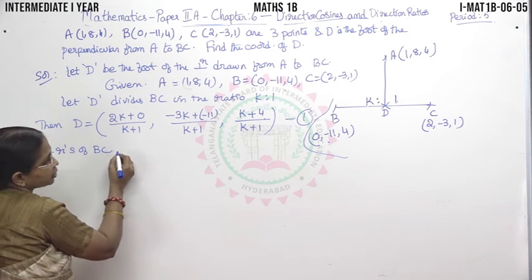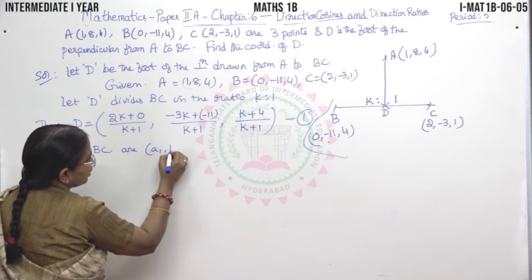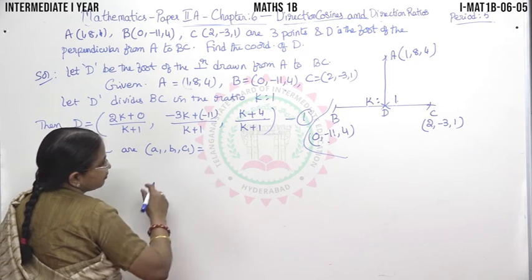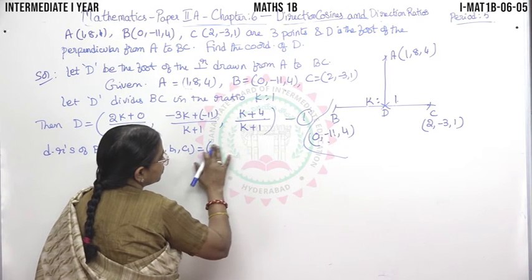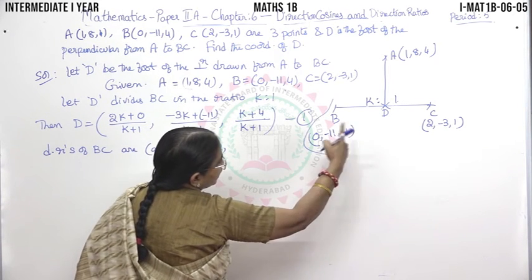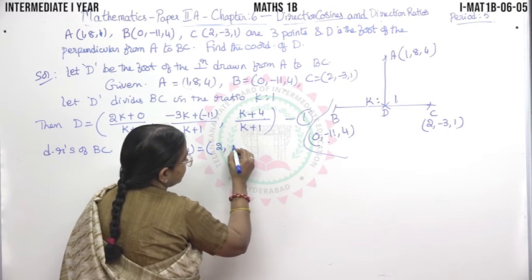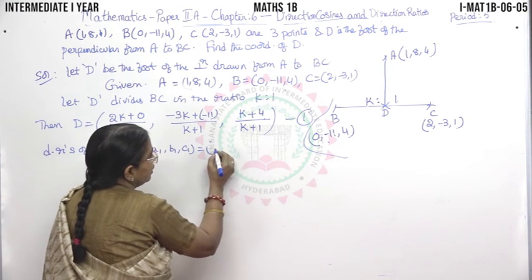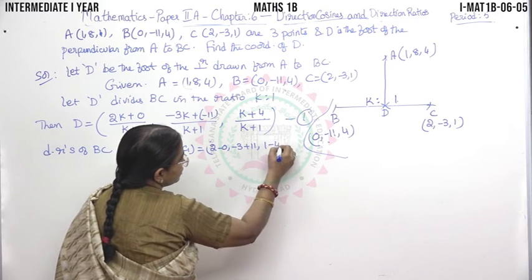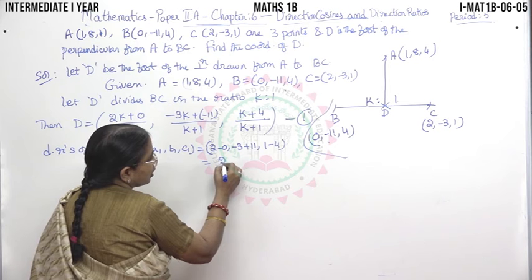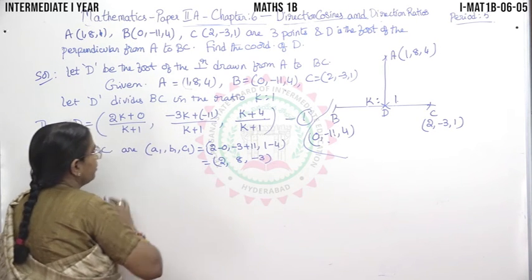So the direction ratios of BC are, I'll name them as a1, b1, c1. That is 2 minus 0, 2 minus 0 is 2, and then minus 3 plus 11, 8. 1 minus 4, so what is it? 2, 8, minus 3. So these are a1, b1, c1.